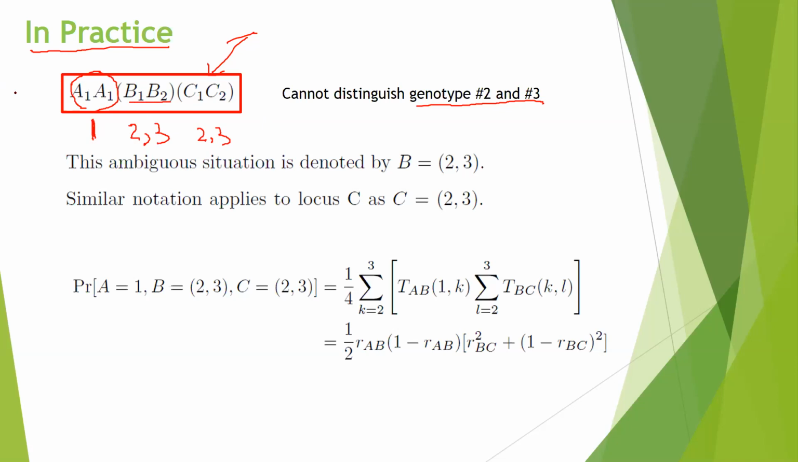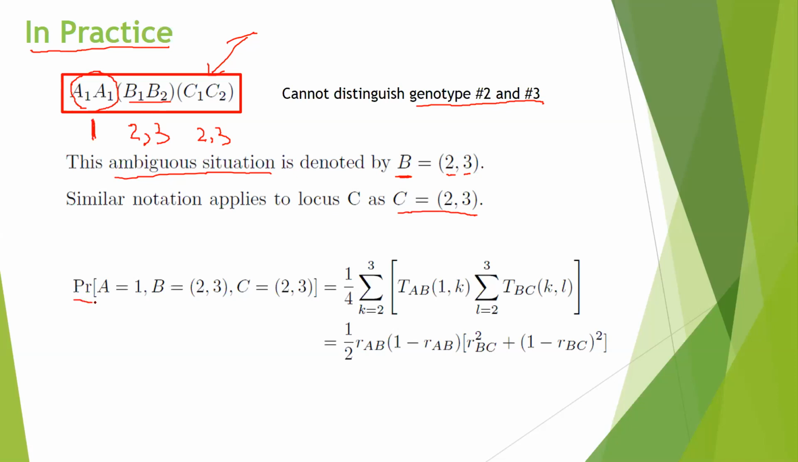So for this kind of ambiguous genotype, we denote the genotype for locus B like this. It could be 2 or 3, so we put a parenthesis with 2, comma 3 here. The same way, we use this to represent the genotype for locus C, because we don't know which genotype it actually is. They could be number 2 or number 3.